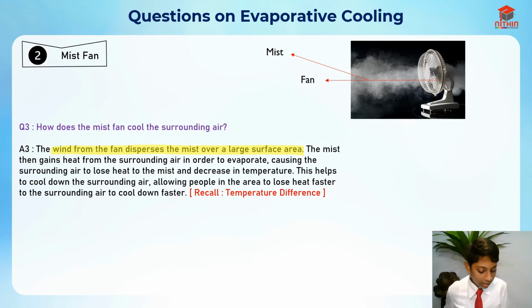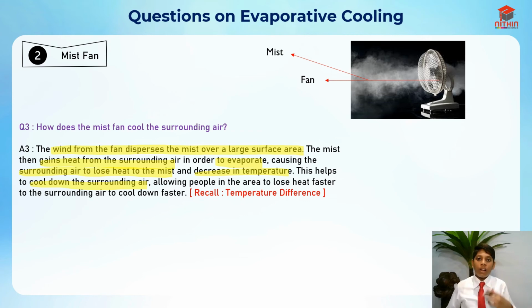So the mist then gains heat from the surrounding air in order to evaporate. So there's a heat gain and a phase change over here, causing the surrounding air to lose heat to the mist and decrease in temperature. So this is the cause, and this is the outcome: decrease in temperature. The surrounding air lost heat to the mist and decreased in temperature. This helps to cool down the surrounding air because it decreased in temperature.